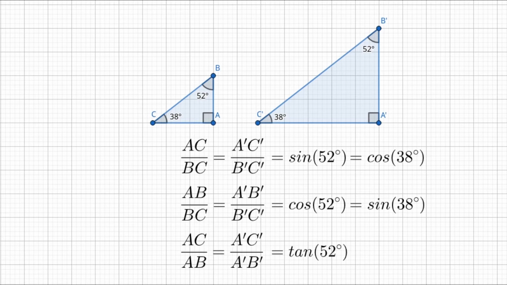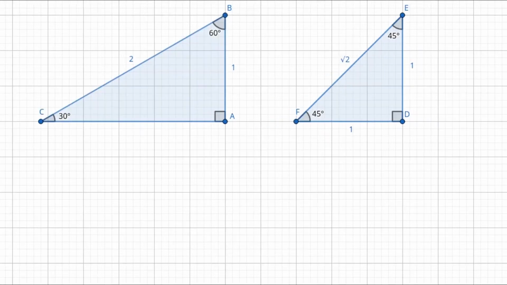So now that we have a basic understanding of what these trig functions mean relative to a triangle, I'm going to show you a few special cases for two very special triangles and angles. Alright, let's take a look at these two triangles right here. These are our special right triangles.